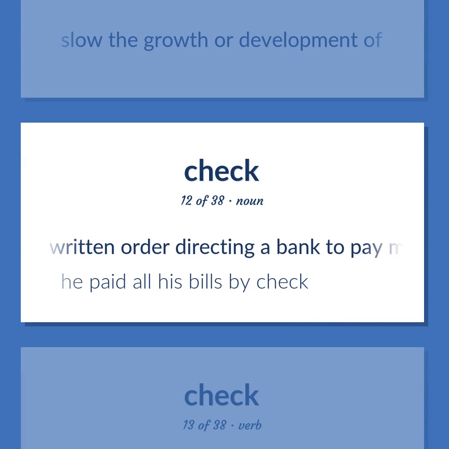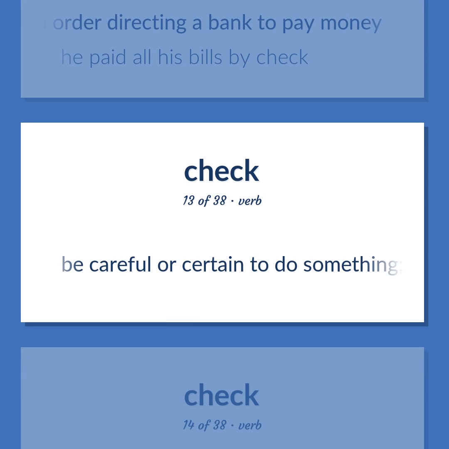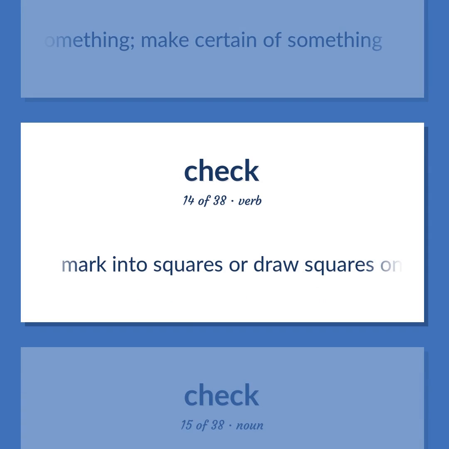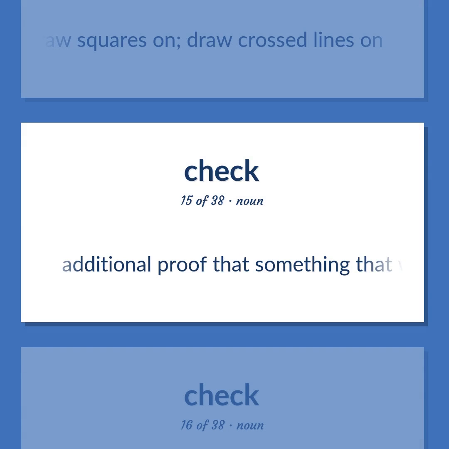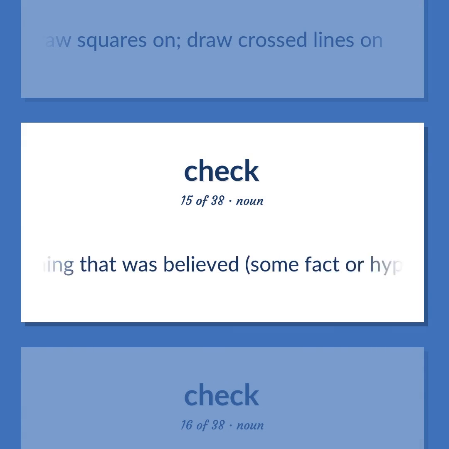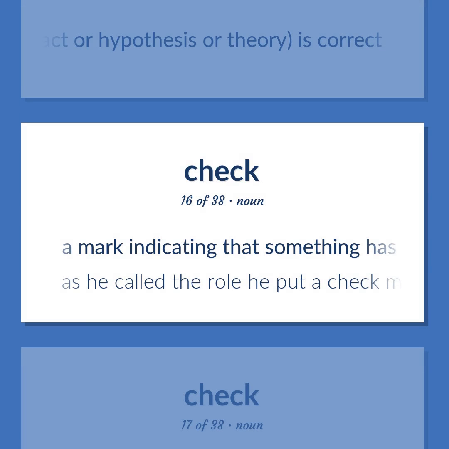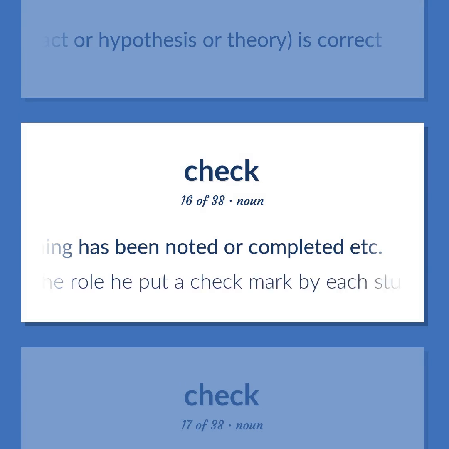A written order directing a bank to pay money. He paid all his bills by check. Be careful or certain to do something. Make certain of something. Mark into squares or draw squares on. Draw crossed lines on. Additional proof that something that was believed, some fact or hypothesis or theory, is correct. A mark indicating that something has been noted or completed, etc. As he called the roll, he put a check mark by each student's name.